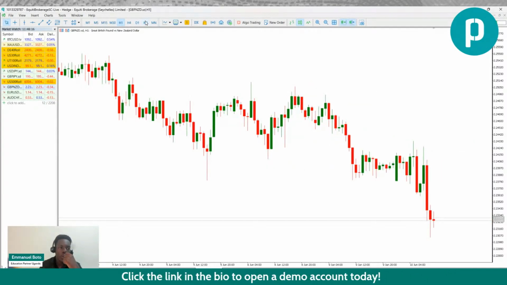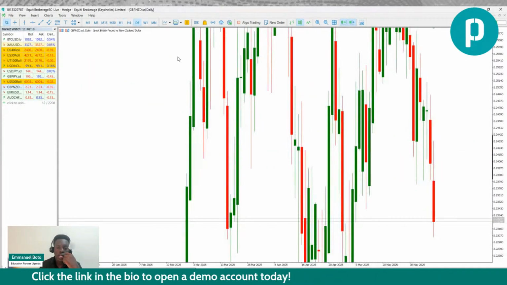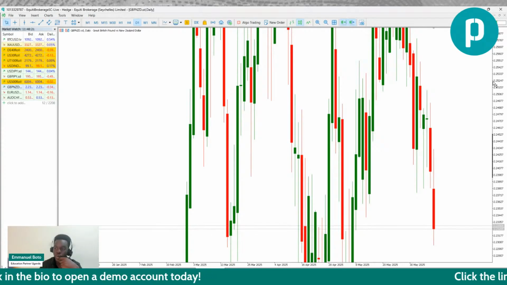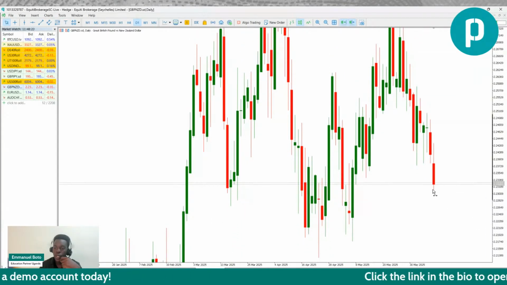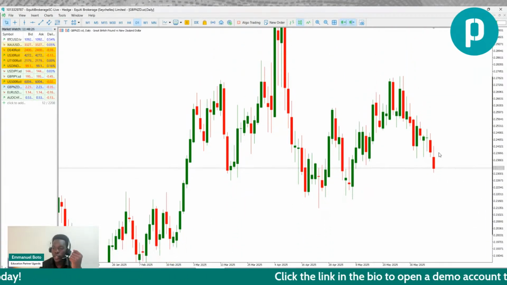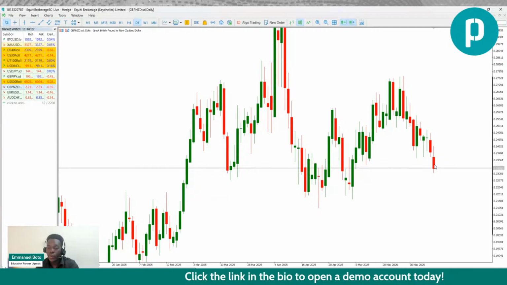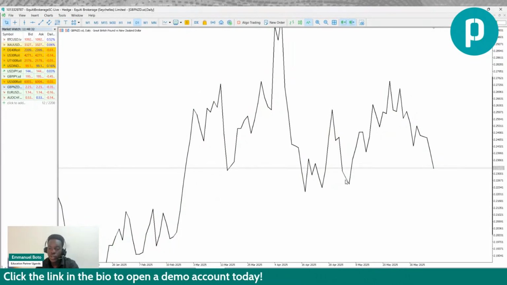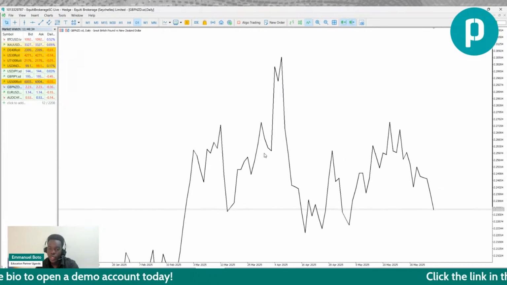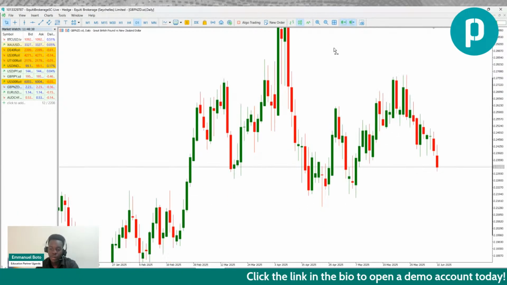All right, so looking at GBPNZD, the New Zealand dollar and the Great British Pound, we're really seeing price push to the downside with a lot of momentum. Now looking at the line chart, what do we see here? Price did shift from here and it's trying to push to the downside. So the momentum is very bearish.